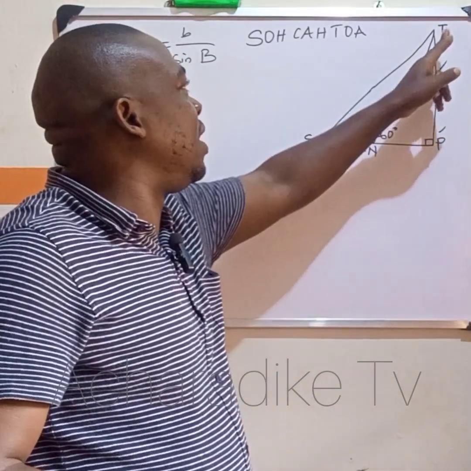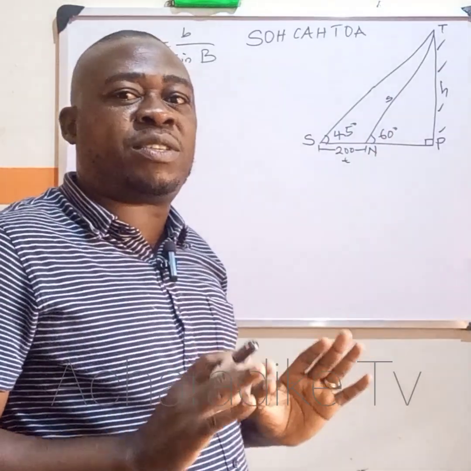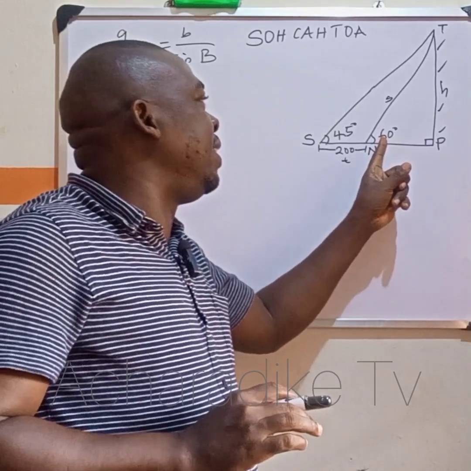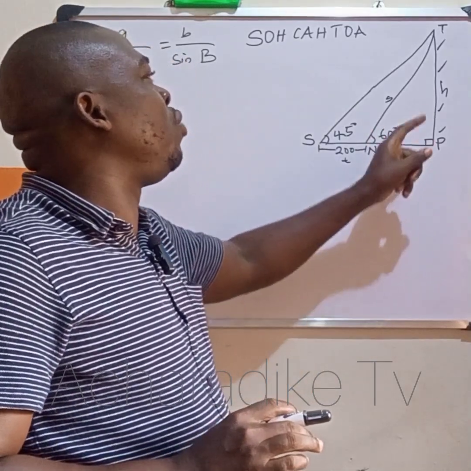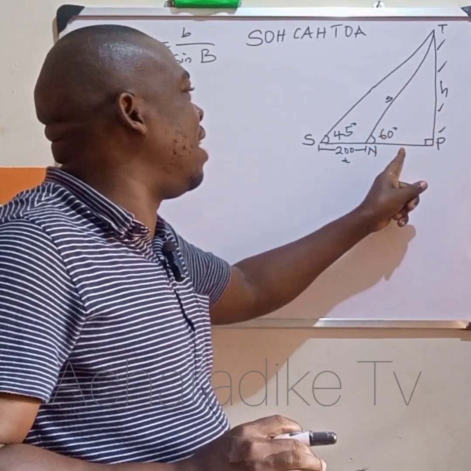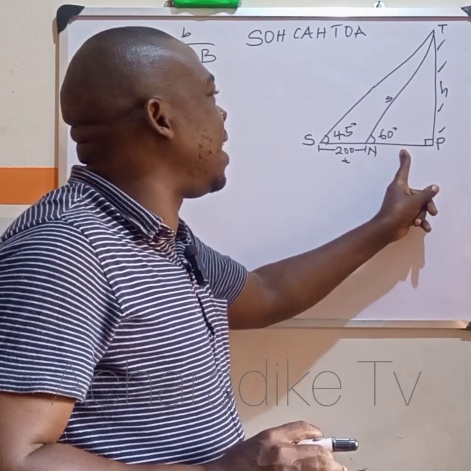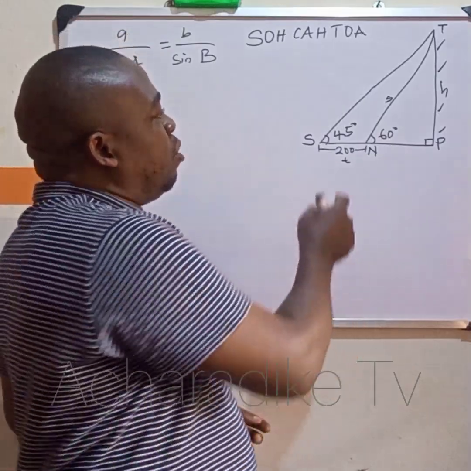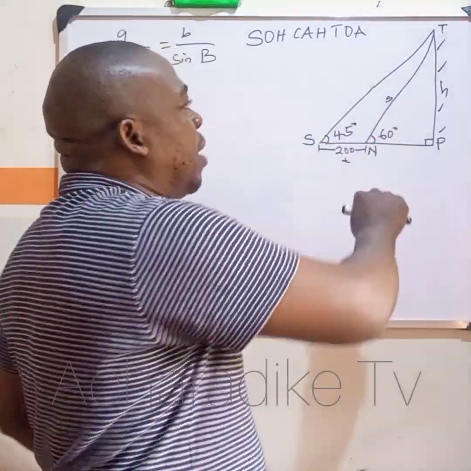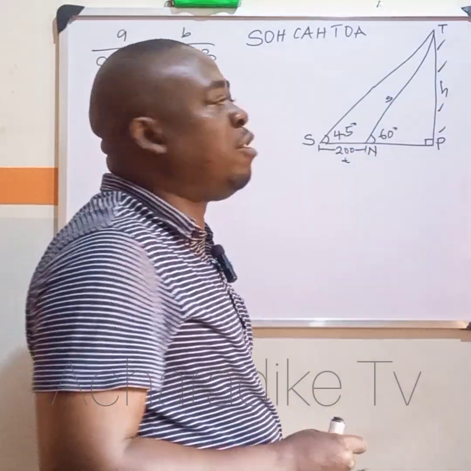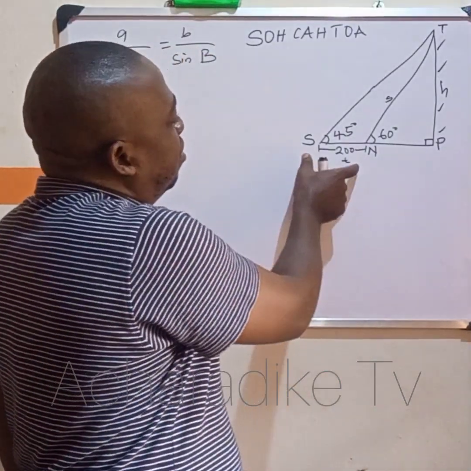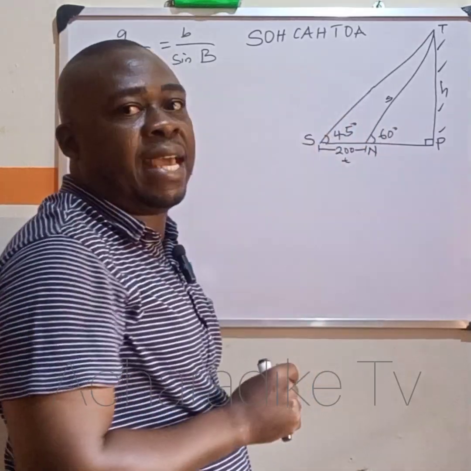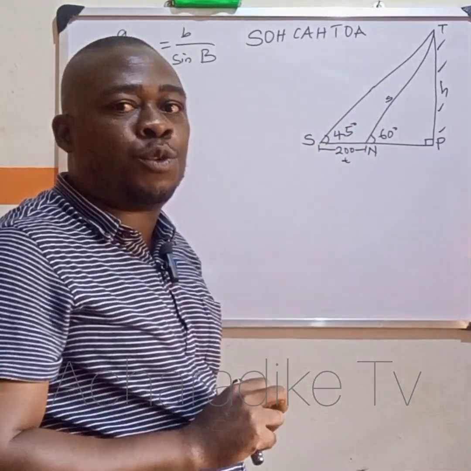Now, this triangle TNP can give us the height of the building, but we only know 60 degrees and 90 degrees. We need to know at least one of these sides. Either we know the adjacent or we know the hypotenuse. Now in this case, what we need to do is to find out the hypotenuse before we come to find the height using this other triangle. And this triangle TSN can give us the value of this small s using the sine rule.